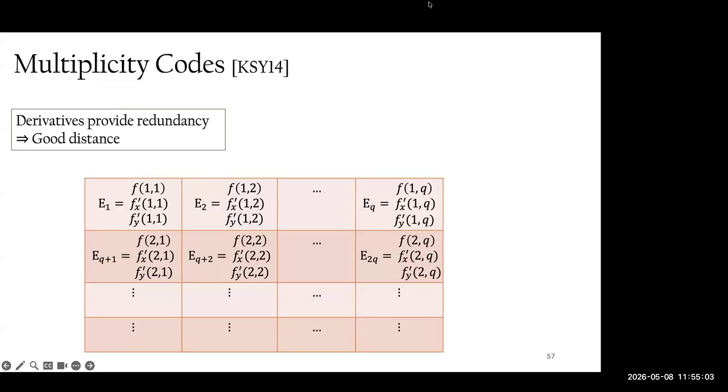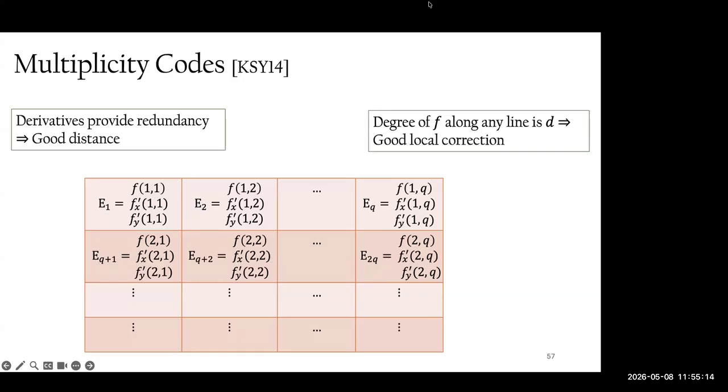This is an implication of the fact that we are storing derivatives. Derivatives give you extra information about the polynomial, so even if you lose more symbols, I can still repair because I have the derivatives. That's a simple way of understanding why it has good distance. The second property is that it has good local correction, which was the key goal of today.